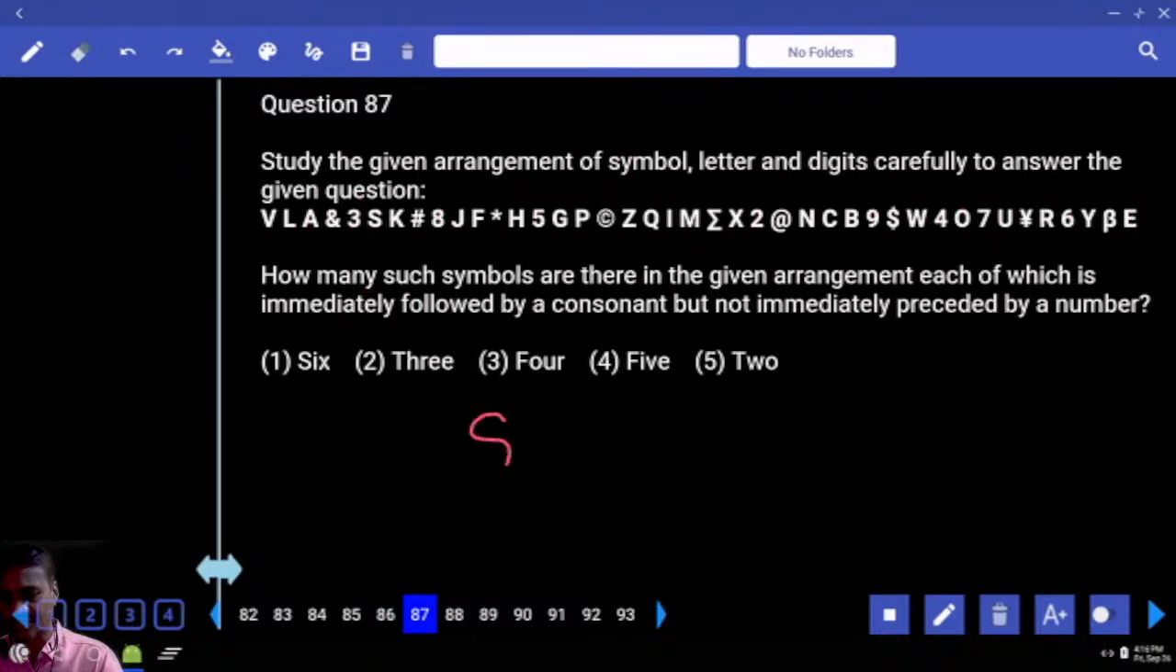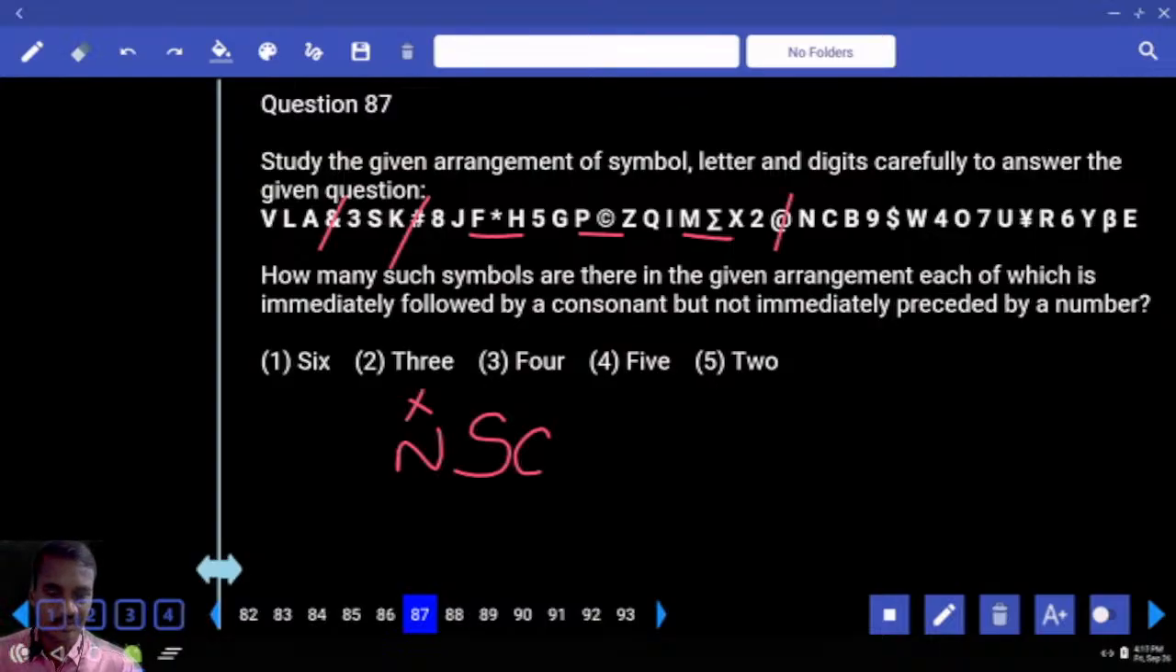How many such symbols are there followed by a consonant but not preceded by a number? Symbol followed by a consonant, but not preceded by a number. Symbol is ruled. Symbol preceded by symbol, followed by consonant, again a number. How many are there? 4. Choice 3.